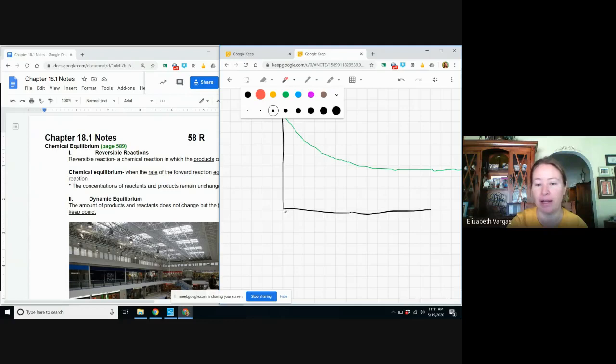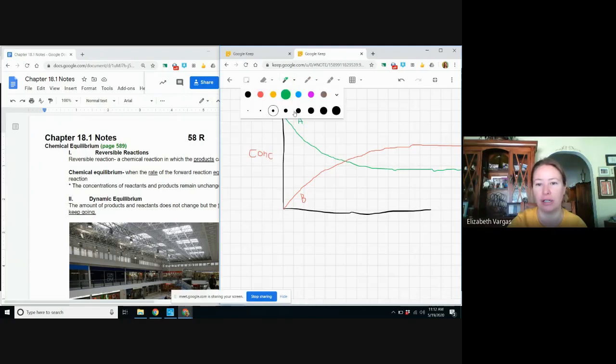And here's my product. I had none at the beginning, so I'm going to start at the bottom. And it should go up at the same rate. And then it's going to start leveling off like this one did. And sometimes a common misconception is that where they cross right here, this is, I should have labeled my axes. This is our concentration on the y-axis. So I'm going to label this B. Okay, and the green one is my A.